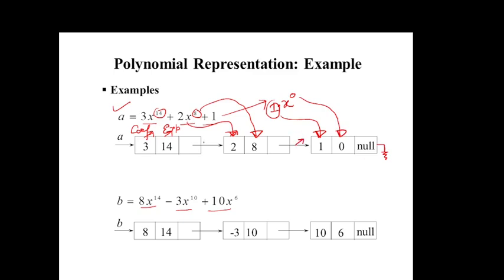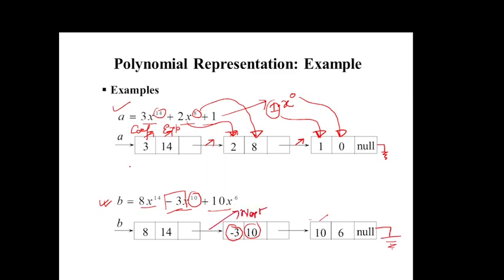So here is the next pointer. This is also the next pointer. Similarly, another polynomial you can represent like this: 8x to the power 14, but mind, here it is minus 3, so minus 3 x to the power 10, so 10 comes here, and then 10x to the power 6, and then null. So this is the next pointer.